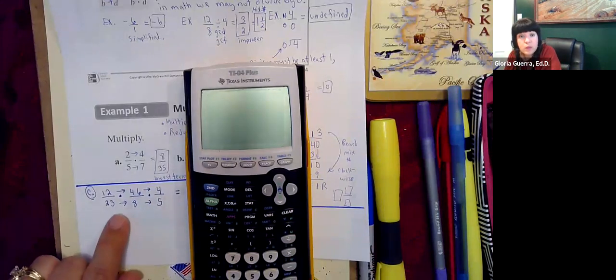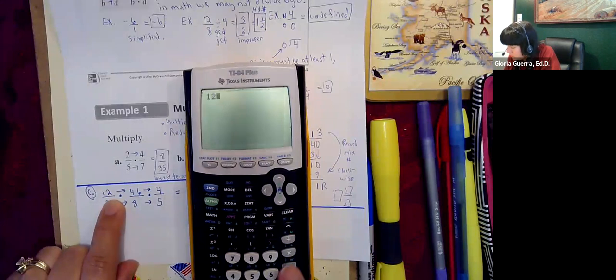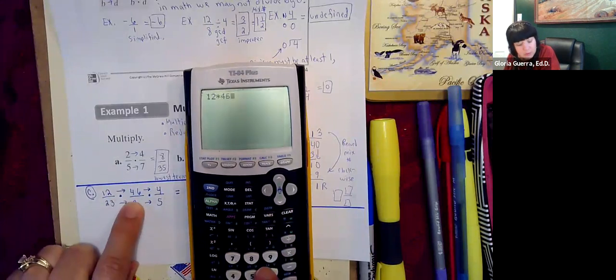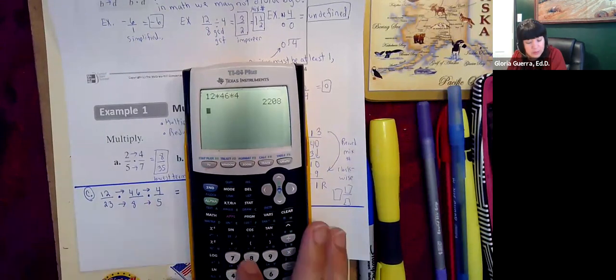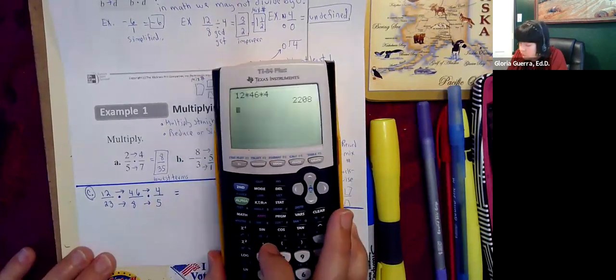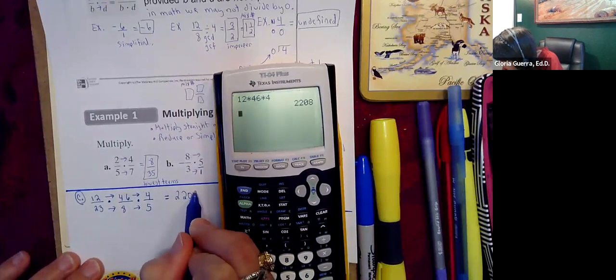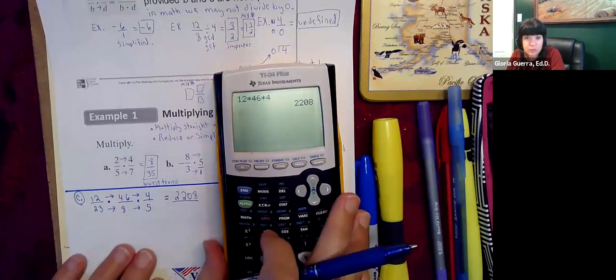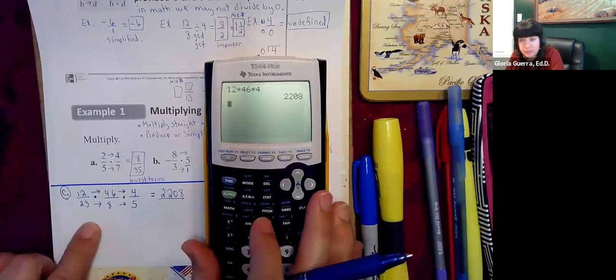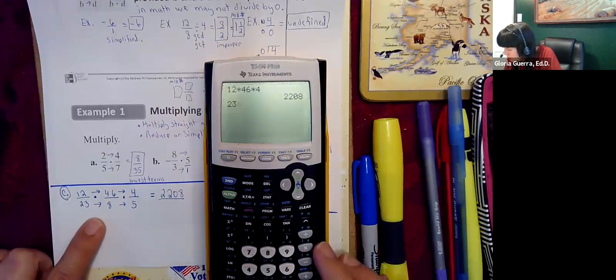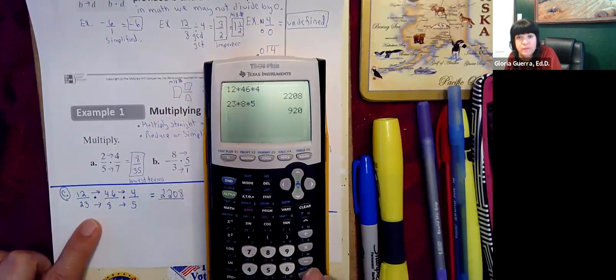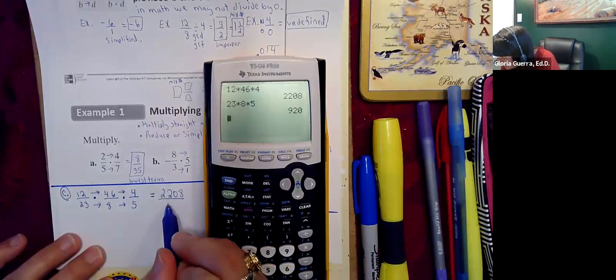okay, so we start with 12 times, that's a big number, 46 times 4. And yikes, you get a big number, 2,208. You know it's even, so you know that can be reduced for sure by 2. Now you got to do the bottom. 23 times 8 times 5. And yikes, that's a big number too, 920.